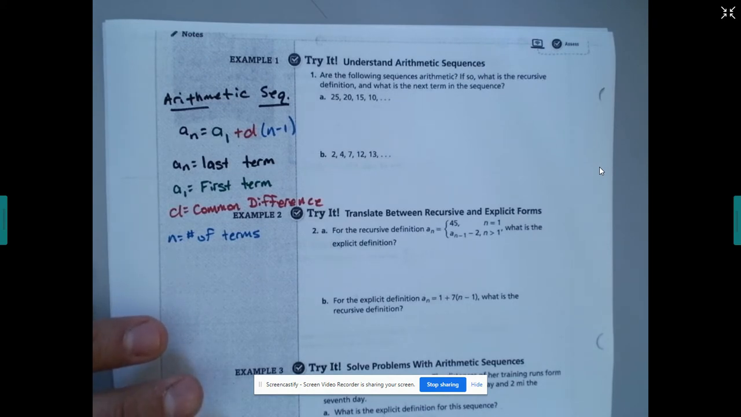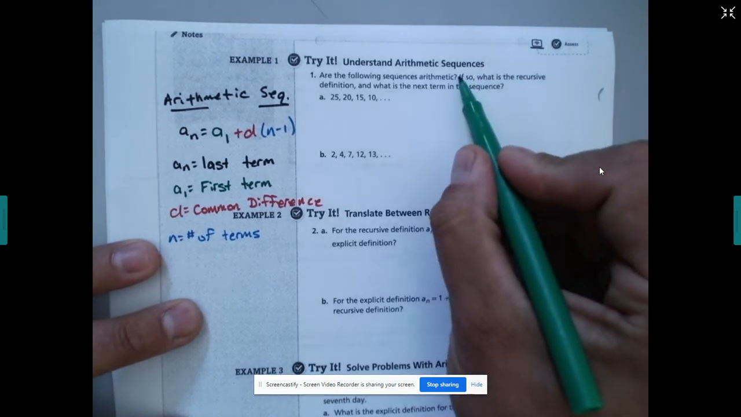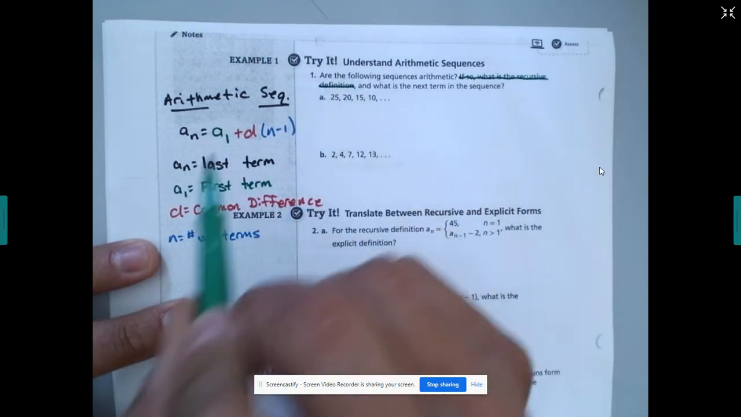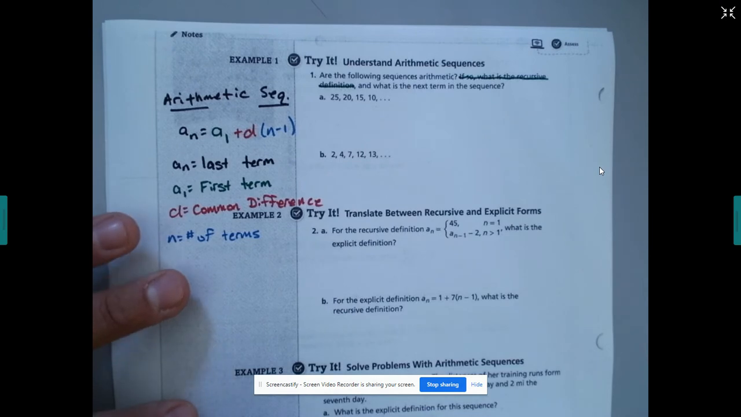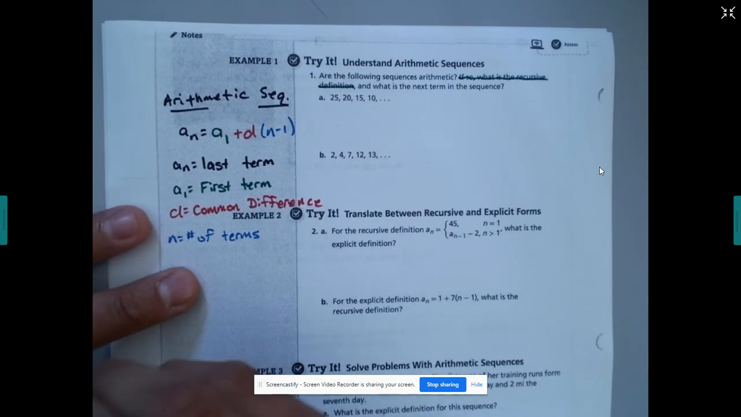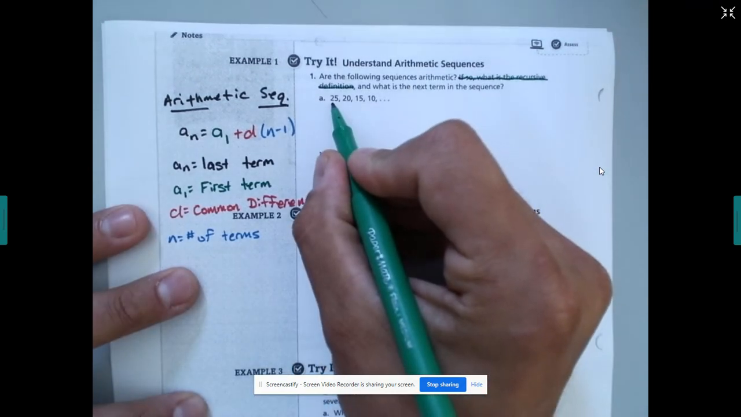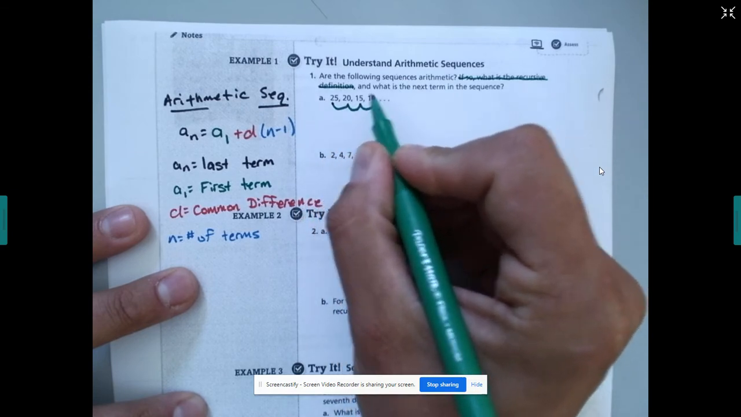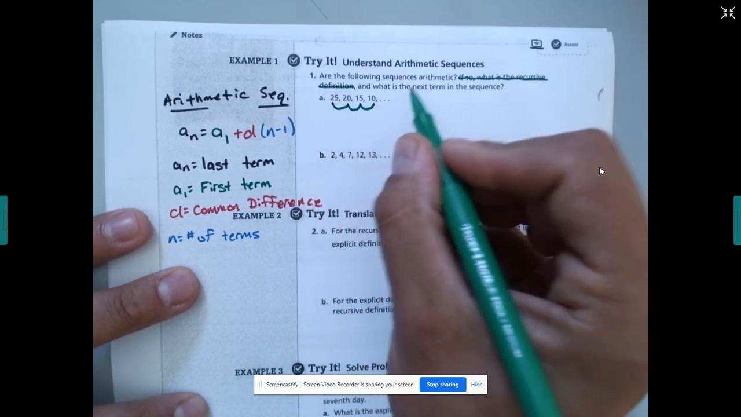So for this very first problem, all we want to figure out is: is this sequence arithmetic? And if it is, what is the next term? We're not going to worry about this recursive definition right now. So to figure out if it is arithmetic, we are going to figure out the difference between each term. What's the d value? What's the common difference?